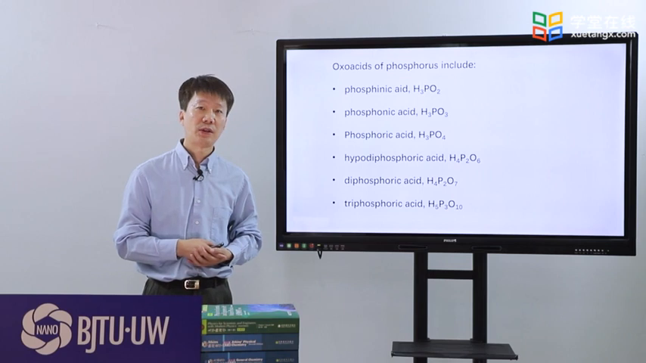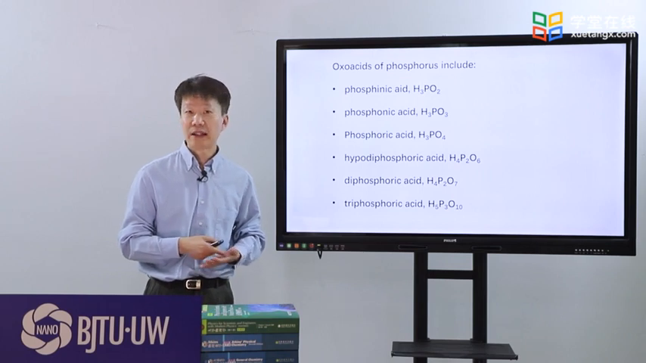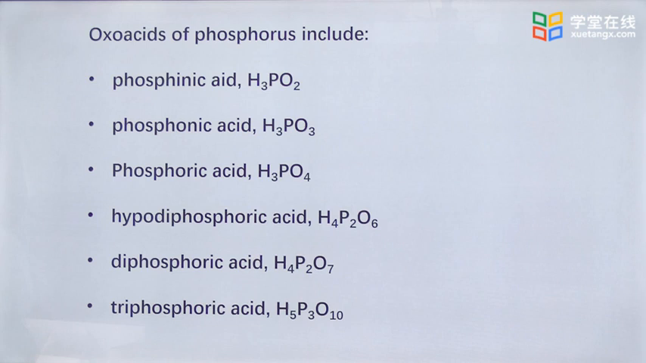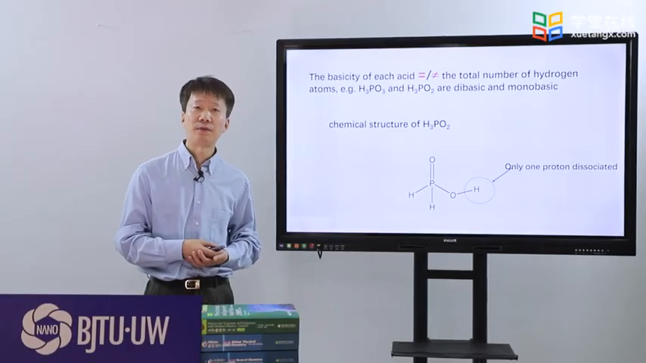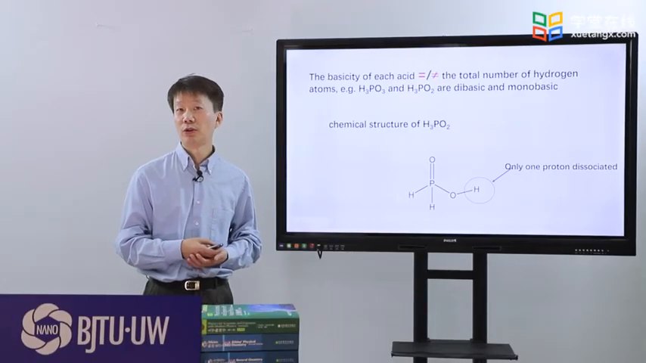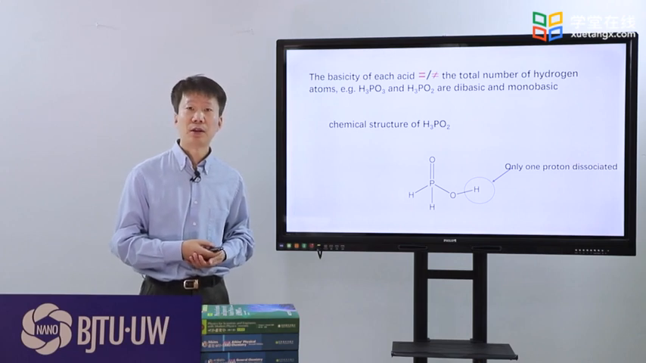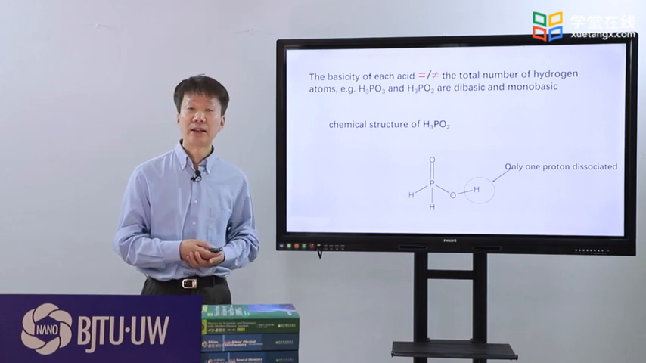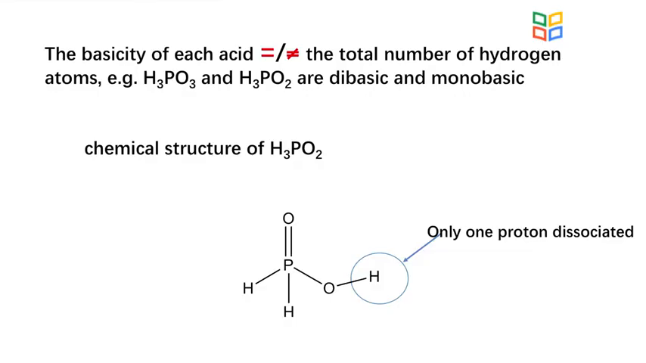Oxoacids of phosphorus include phosphinic acid, phosphonic acid, phosphoric acid, hypodiphosphoric acid, diphosphoric acid, and triphosphoric acid. The basicity of each acid does not equal the total number of hydrogen atoms for some oxoacids. For example, phosphonic acid and phosphinic acid are dibasic and monobasic, respectively.